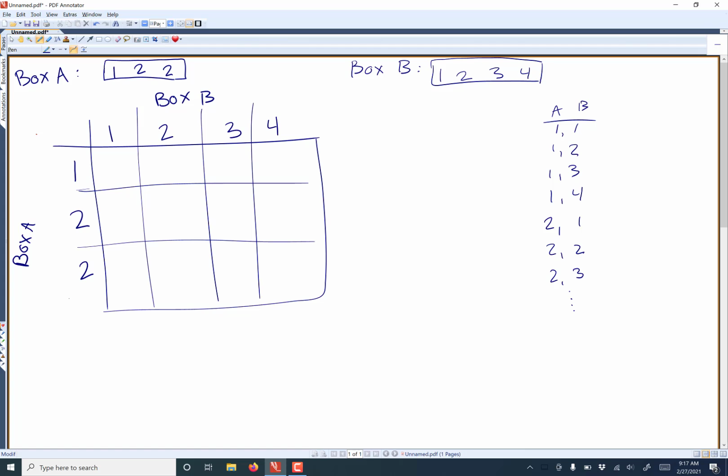Now part A says we want the number from A to be bigger than the number from B. If you look at these possibilities, which one has a number in A bigger than one in B? Like this one, where A is 2 and B is 1. So let's look at our chart. We want A to be bigger. If A is 2 and B is 1, that would work. Oh, sorry. That is not part A. That is part B. I'm sorry. I wrote down the wrong one.